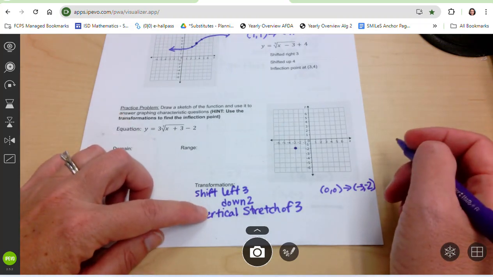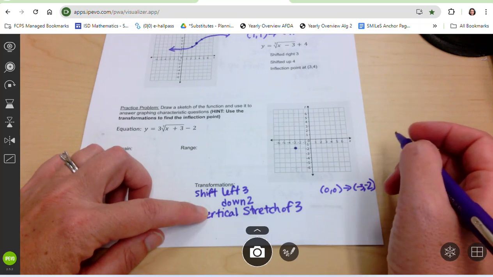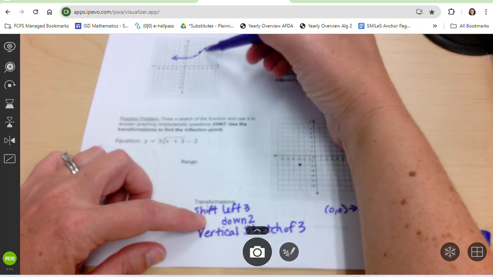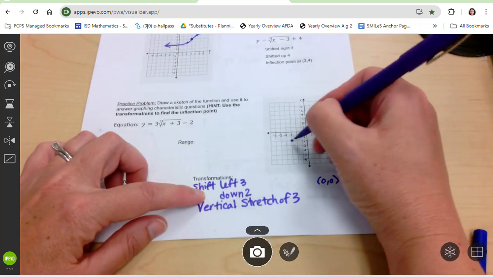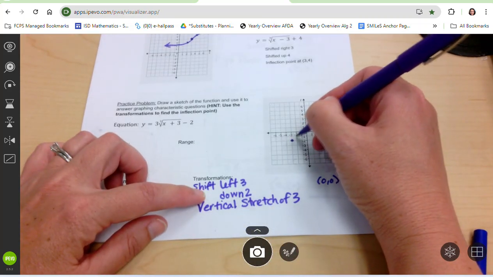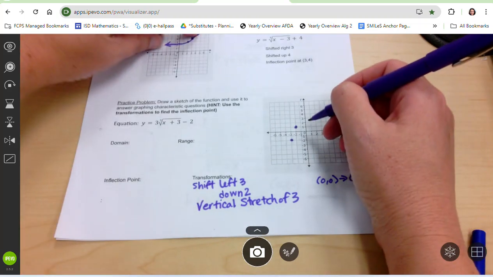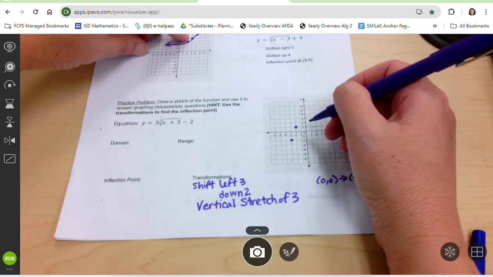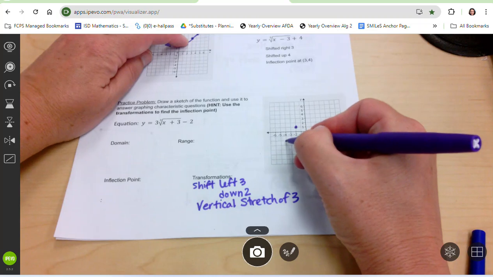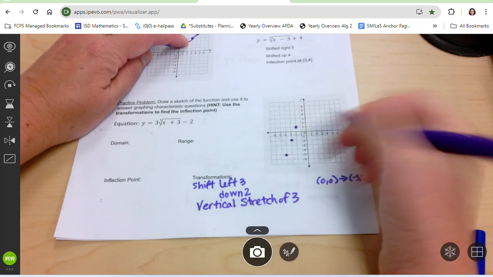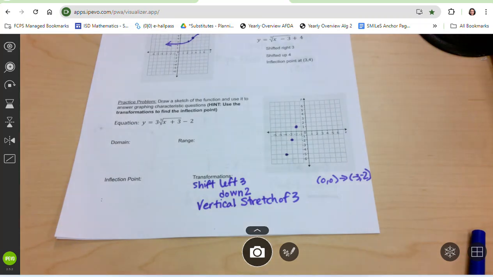So here's one way of thinking about it. Usually, you see how the points up here are over 1 and up 1? That stretch of 3 is going to make me go over 1 and up 1, 2, 3. And then here it's left 1 and down 1. It's going to go left 1, but it's going to go down 3. That's probably the easiest way to think about the stretch.